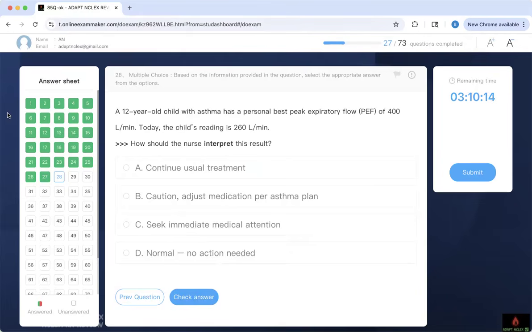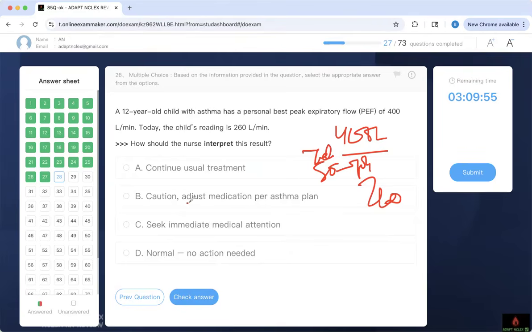Stop the video, pick your answer, and let me know. But if you look like the 400, this is normal for you. Now you're going to 260. This is like almost half. That means they are in the 50 to 70 range. That's yellow, right? That's bad. Therefore, if they are in the yellow range, what should you do?